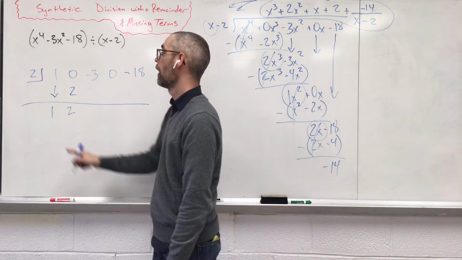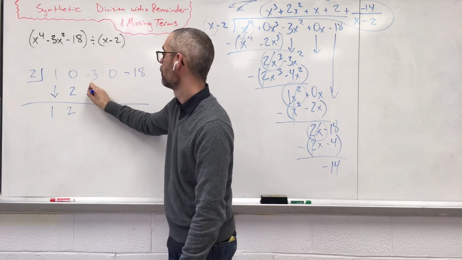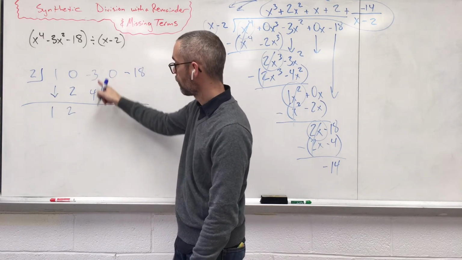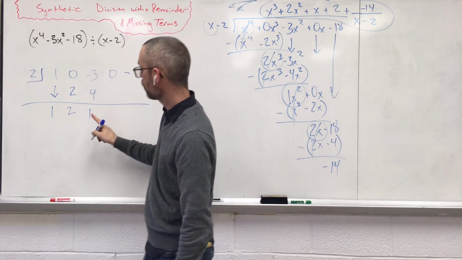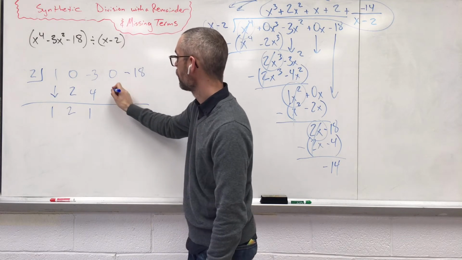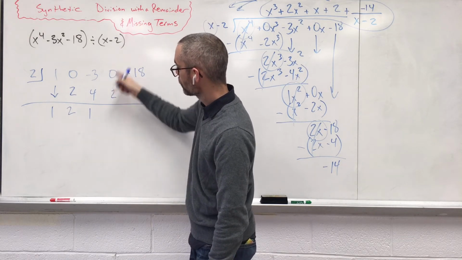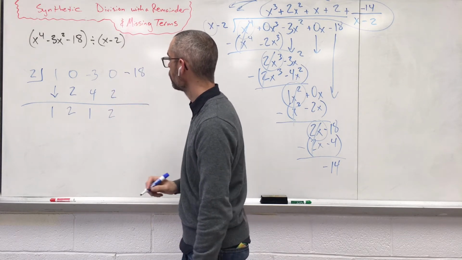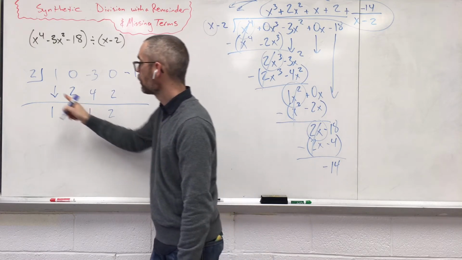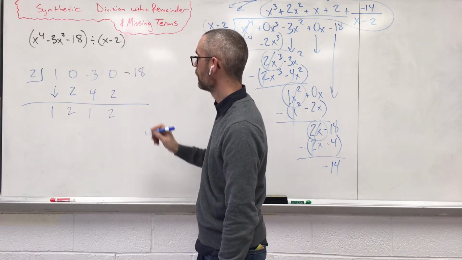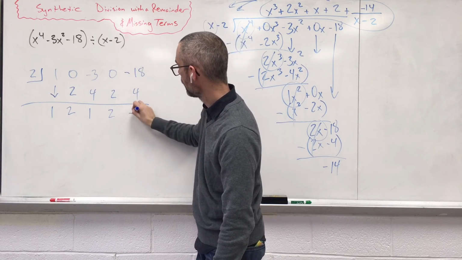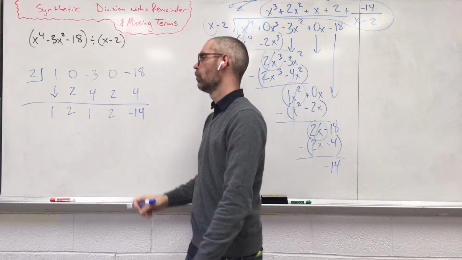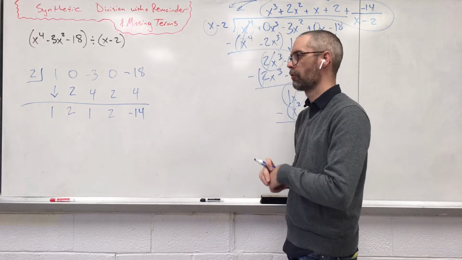I now want to multiply. 2 times 2 gives us 4. Let's combine these. 4 minus 3 gives us 1. Let's multiply. 2 times 1 gives us 2. Add: 2 and 0 gives us 2. Let's multiply. 2 times 2 gives us 4. Add, giving us negative 14. Whoa, okay, now what do those numbers mean?